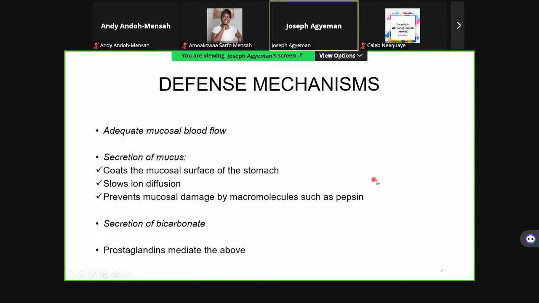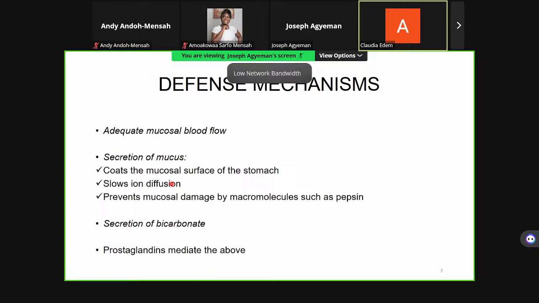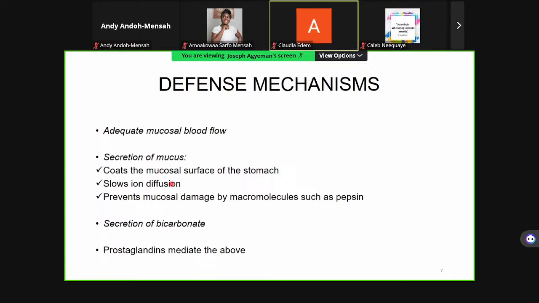With this barrier, there is minimum ion through the mucosa for the exchange to occur. Is it okay? Hello? Yes, sir. Thank you. Okay, all right. Any other question?